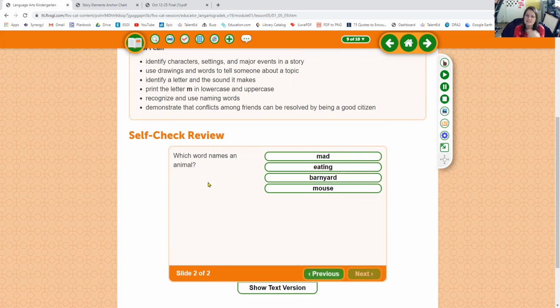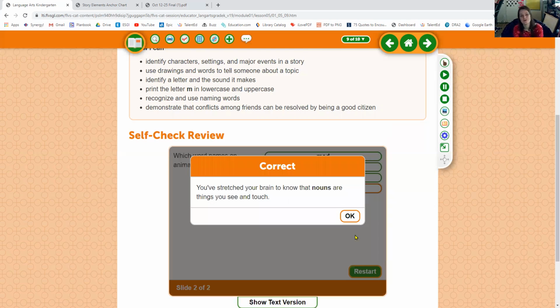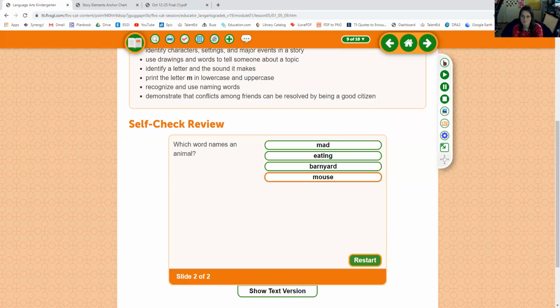So which one of these names an animal? Mad. Is that an animal? Eating. Is that an animal? Barnyard. No, that's not an animal. What about a mouse? Is a mouse an animal? Let's find out. You should be telling me yes, because you should know that a mouse is an animal, friends. And yes, so we know that an animal is a noun also.